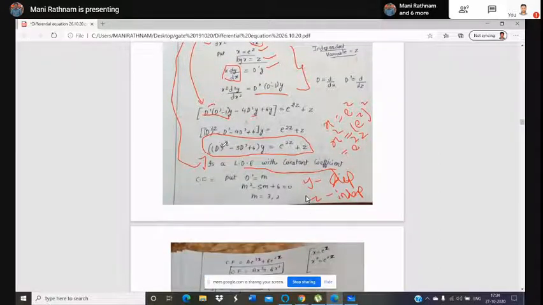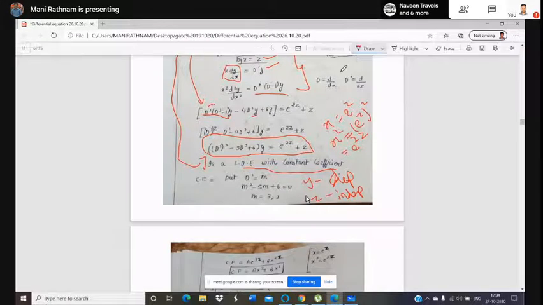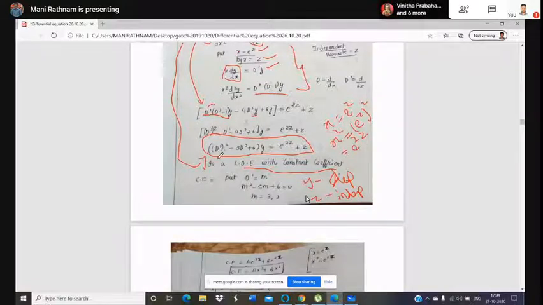Now take this LHS side to find the complementary function, because the solution of the differential equation is the complementary function plus the particular integral. Take the RHS equal to 0 and put D dash equal to m here, because D dash is a notation. In the previous sessions, we discussed D equal to m.